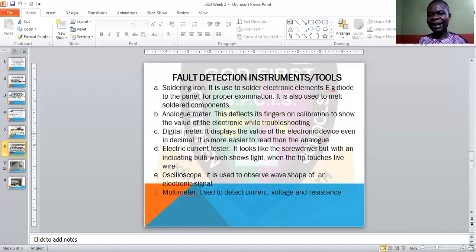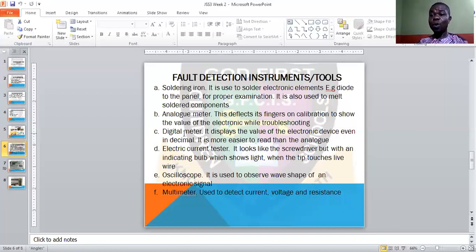Then another one is the oscilloscope. The oscilloscope looks like the mixer that is used to amplify sound in the church, in the mosque, and all other places. But it's not really the mixer. What it does is observe the shape of the wave in an electronic signal.